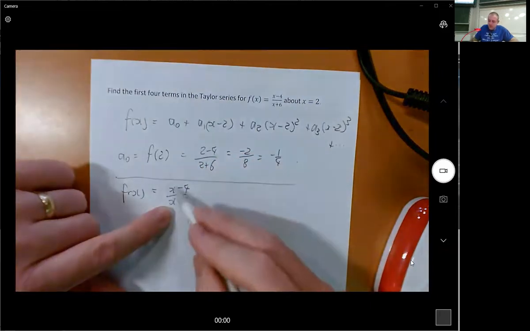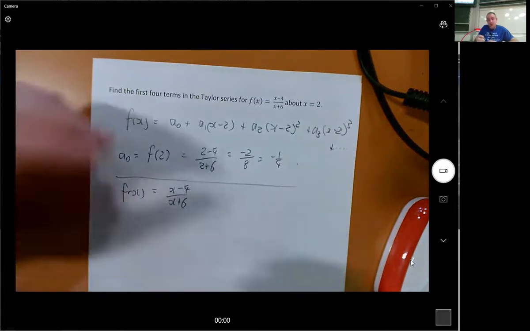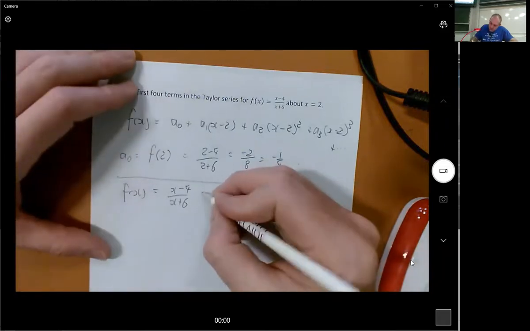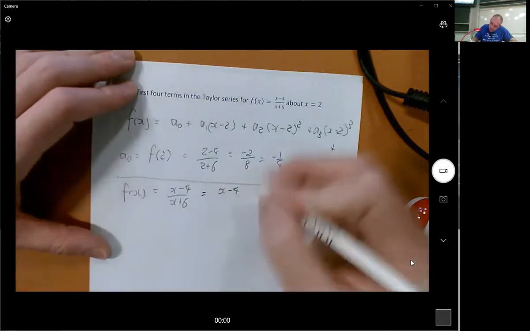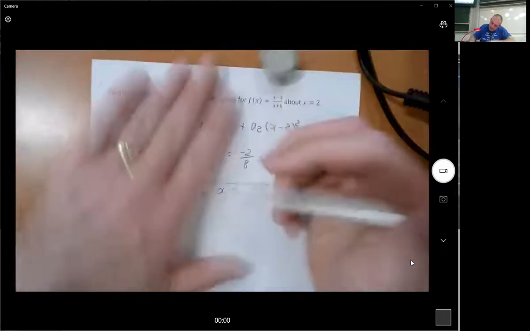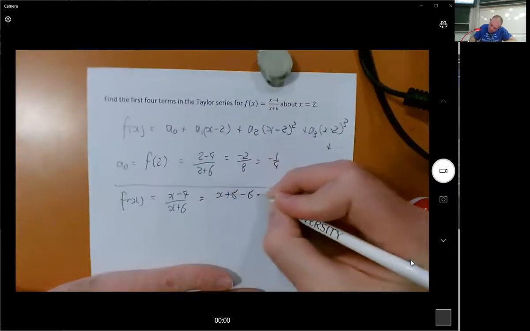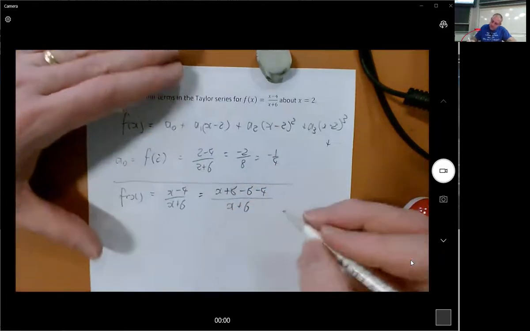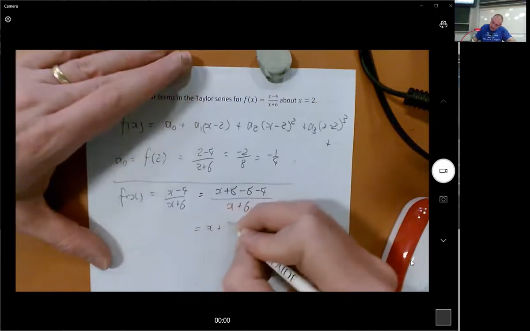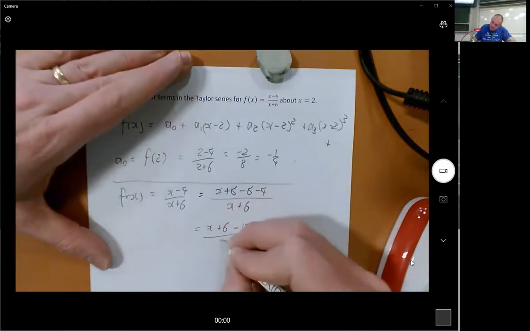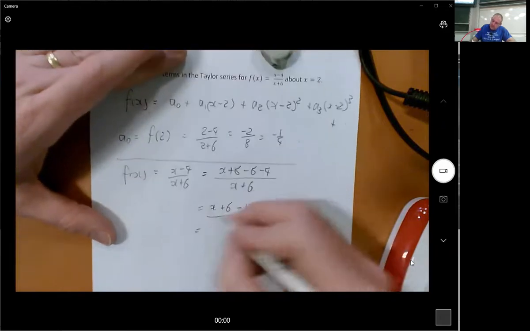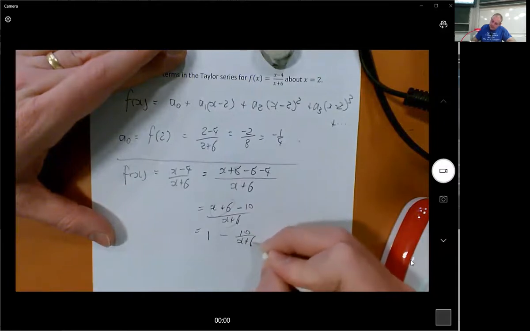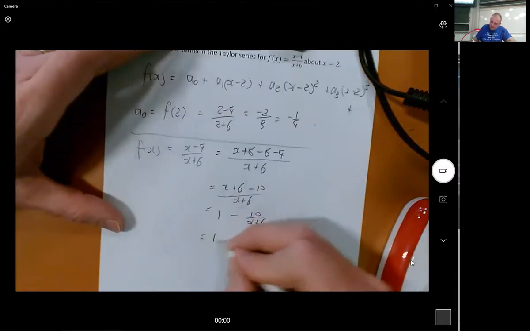If there was an x plus 6 on the top, then it could divide out with the x plus 6 on the bottom, and I wouldn't have so many x's. So what if I put an x plus 6 and a minus 6 in, so that I haven't actually changed anything, but it looks different. And so that's going to be x plus 6 minus 10 over x plus 6. And then x plus 6 divided by x plus 6 is 1. And then I'll have minus 10 over x plus 6. Yes, that's nice. I like it.